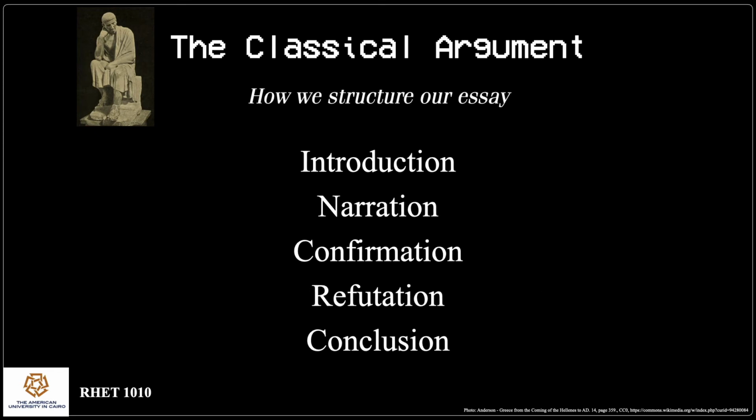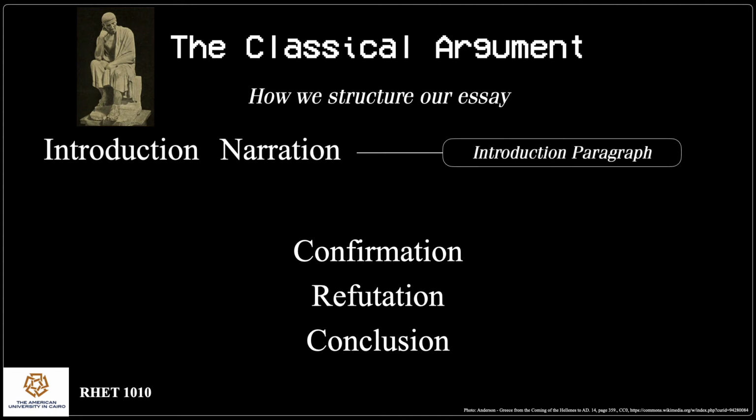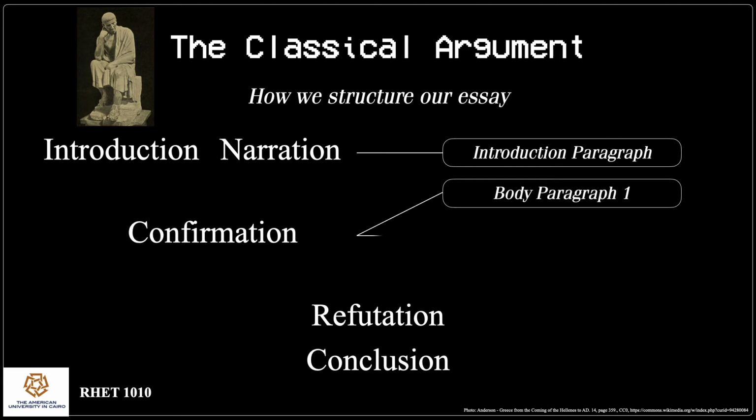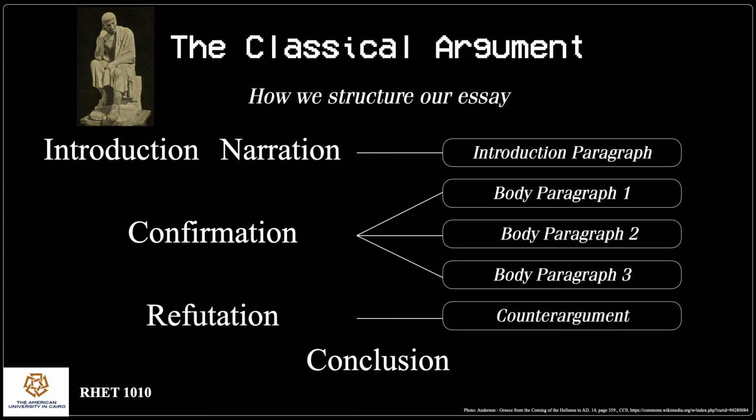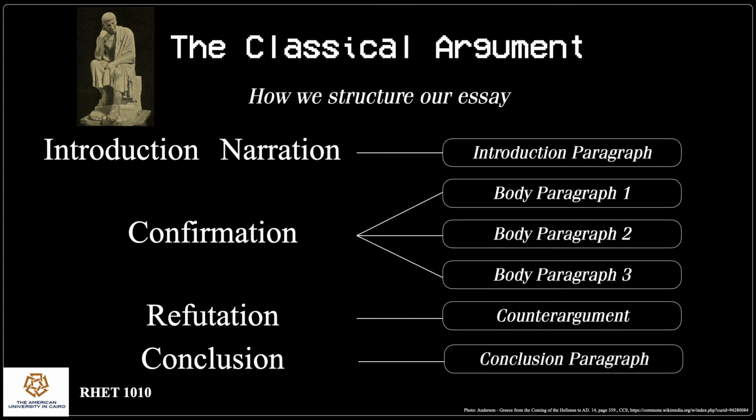So let's take a look at each of those and see how it specifically relates to the structure of an essay that you're going to write. We take the introduction and narration sections of the classical argument and we combine them into one introduction paragraph. We take the confirmation section and we write 3 body paragraphs that fulfill its purpose. The refutation is a counter-argument paragraph, and we do that for our second and third essays in Rhet 1010. And finally, the conclusion is our conclusion paragraph.